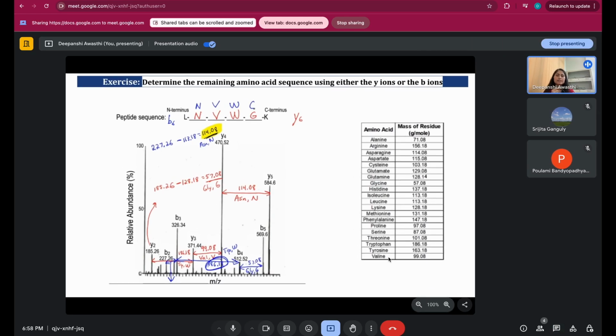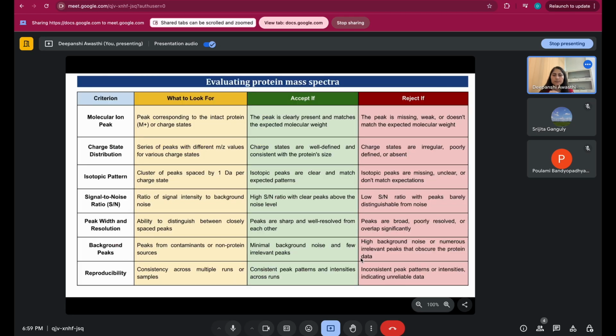Okay, so this was quite a simple example, but in reality the mass spectra are quite complex and weird to analyze. For that you need exercise and experience to study the spectra. This is just a simple spectrum for your understanding, so that you can understand it in a simpler way, and we do not have to go into the detail because you won't be given spectra to analyze the peptide sequence, so don't worry about that.